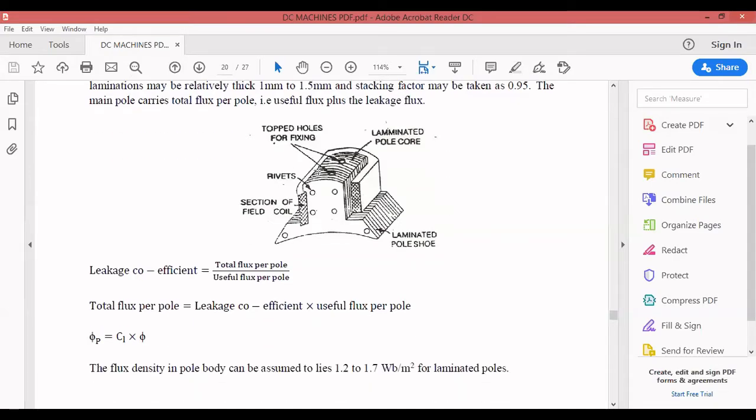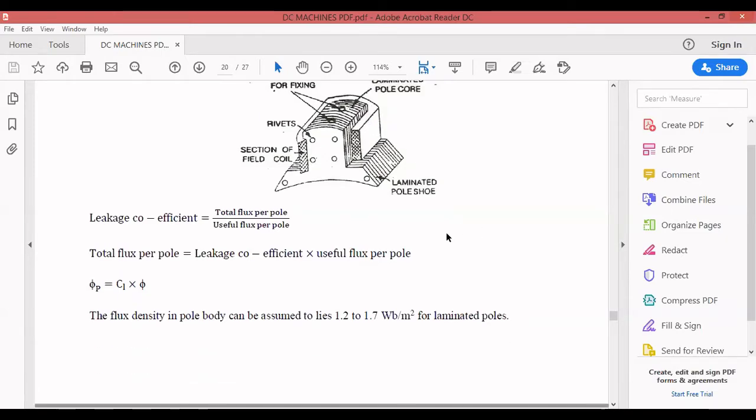Whatever flux is produced by the pole is your main flux. Along with it, there can be some leakage flux in the poles, because we are going to wind the winding. There will always be some leakage reactance and a leakage flux, along with the useful flux. Now, the leakage coefficient is the total flux per pole divided by the useful flux per pole.